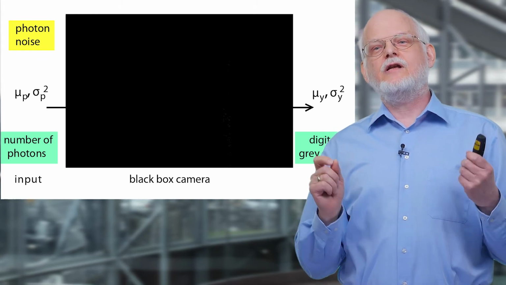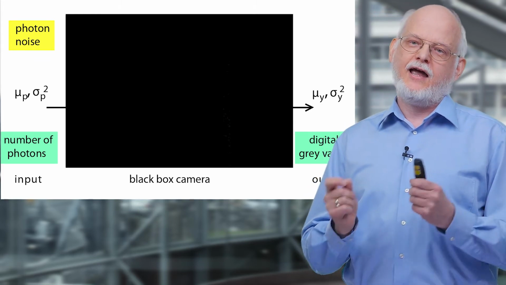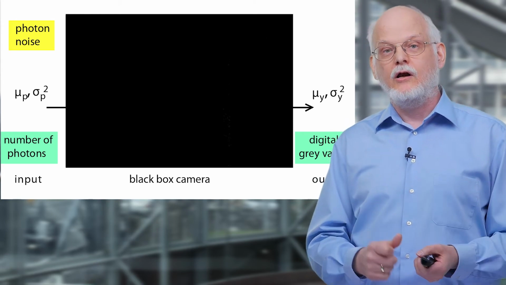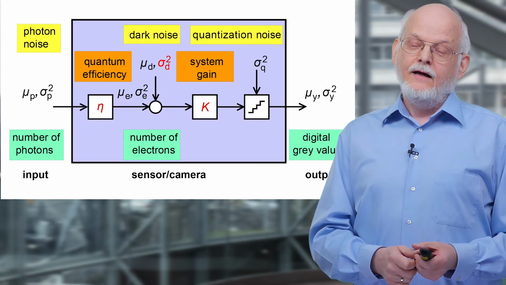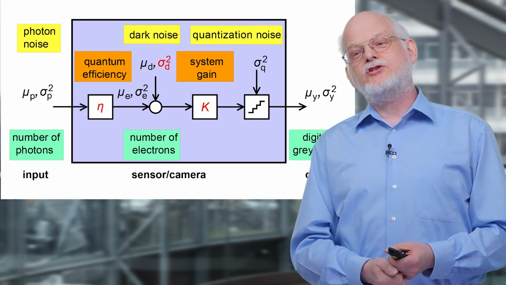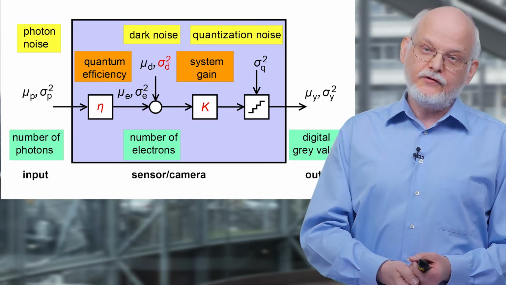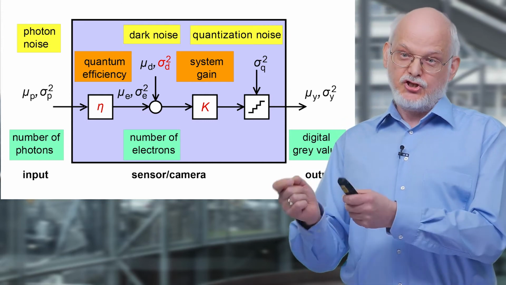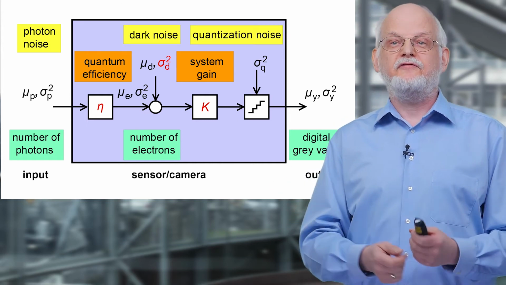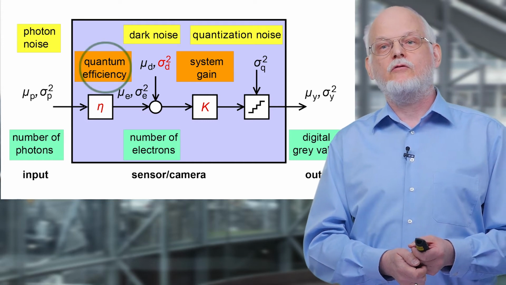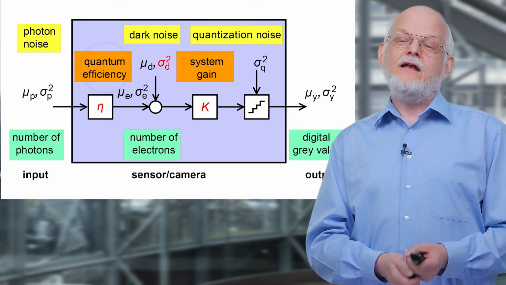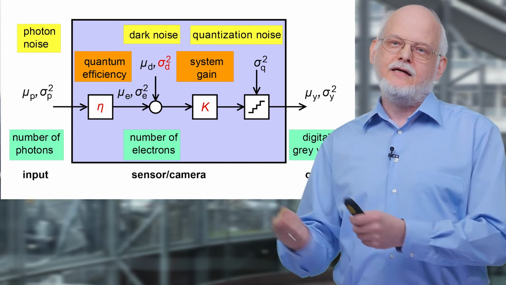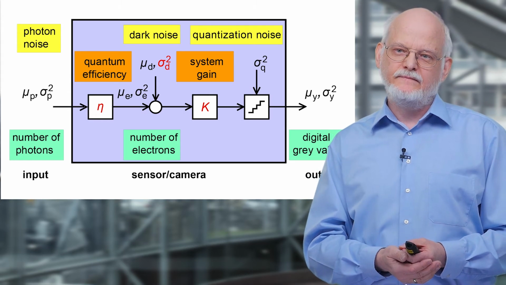Well, this is actually easy as long as the camera is linear, and this is the case for almost all cameras you are using. And then you can take a two-stage approach. First, photons are converted into charge units with a certain efficiency, which is called the quantum efficiency. And then this signal is amplified and digitized to finally give a digital number.